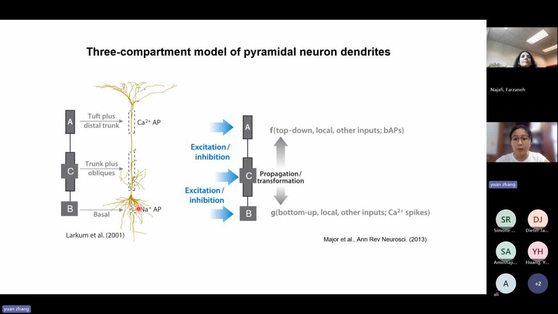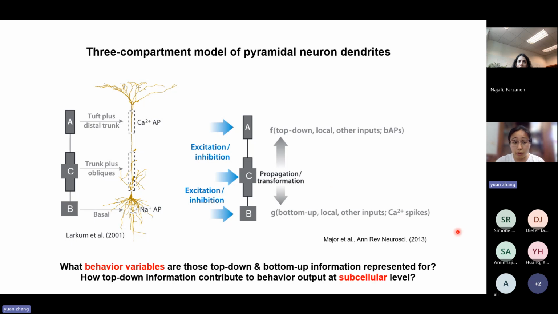Previous electrophysiology studies show the distal dendrites, here, are where the calcium spike majorly initiates, and for the basals, where the somatic sodium spike initiates. And they are coupled by the apical trunk. Functionally, the tuft can integrate prominent long-range top-down information, and the basal part mainly integrates bottom-up, local, and other inputs. This could be influenced heavily by calcium spikes in the tuft, and the trunk modulates the coupling between the two.